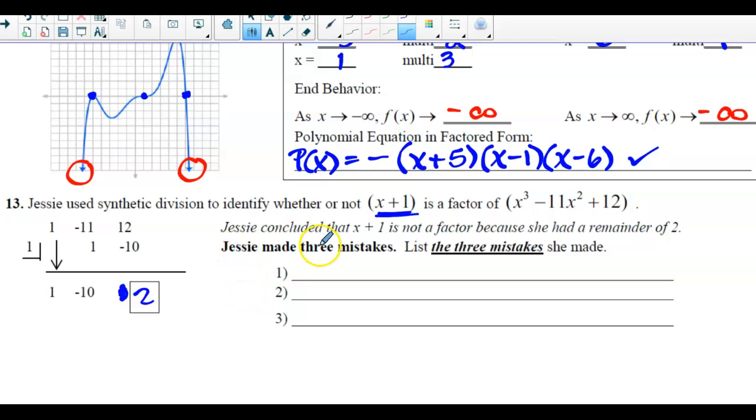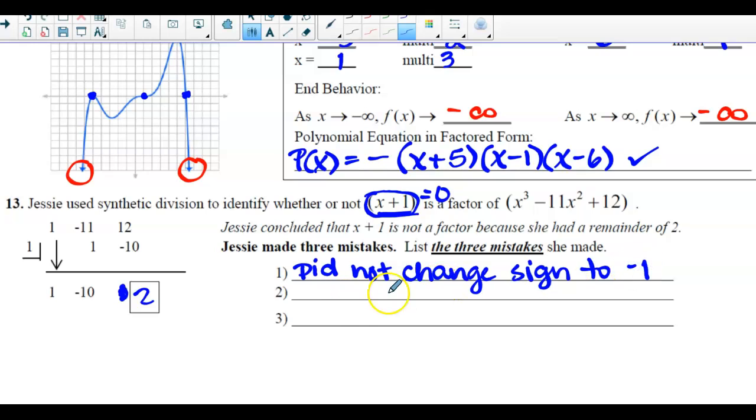So here's her work. There are 3 mistakes. Let's see if we can find them. First of all, remember when we do synthetic division and it's in factor form like this, we have to change the sign because we set it equal to 0 and solve. Did Jessie do that? No. Jessie could be a guy or a girl, either way. So she did not change the sign to -1. Forgot to change the sign.